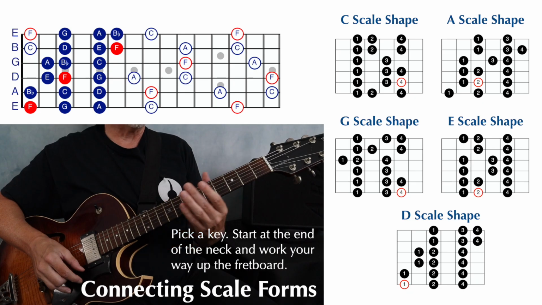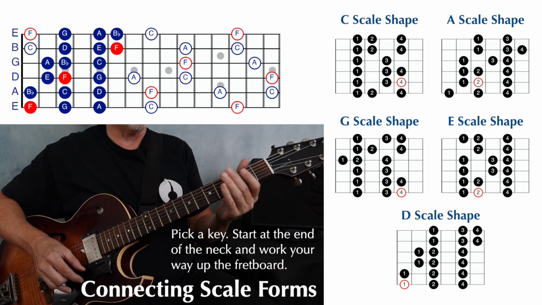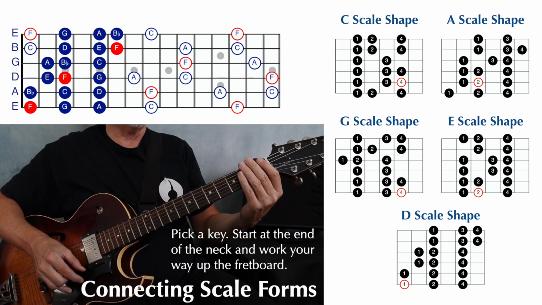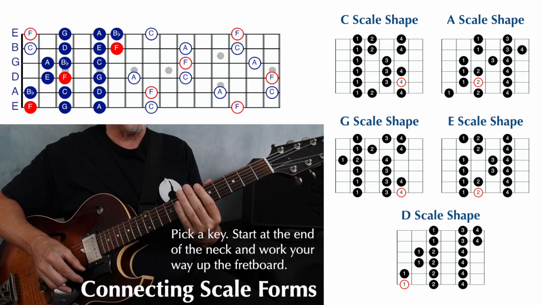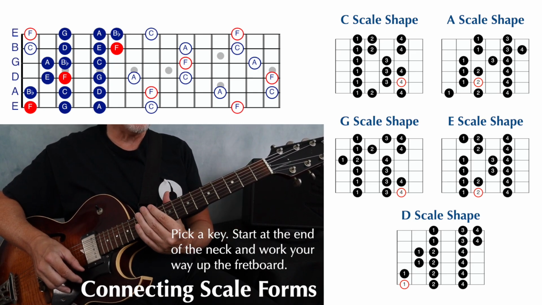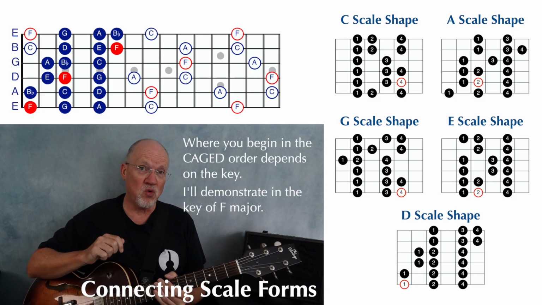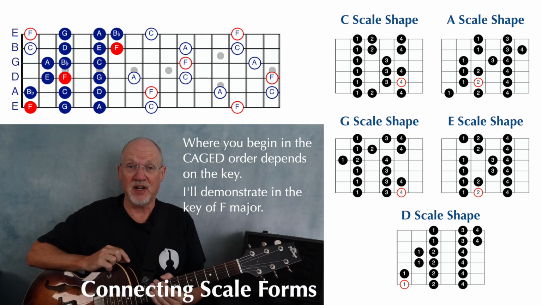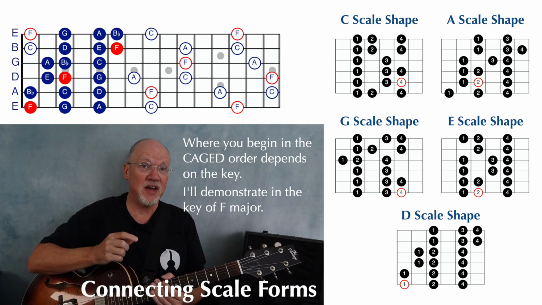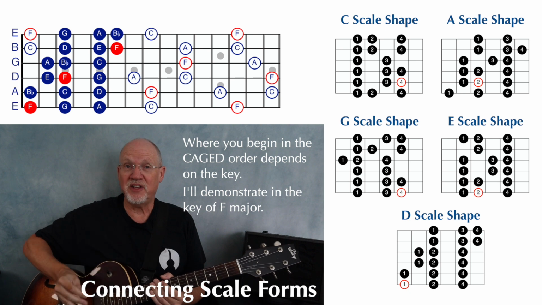In the first exercise, we're going to start as low as we can on the fretboard, given the scale we're playing. We're going to work our way up the neck one scale form at a time in the CAGED order, C-A-G-E-D. You won't necessarily start with the C form. Where you begin in the CAGED order depends on what key you're in. I'm going to show you how we can do this in the key of F major, but make sure you do this in other keys as well.